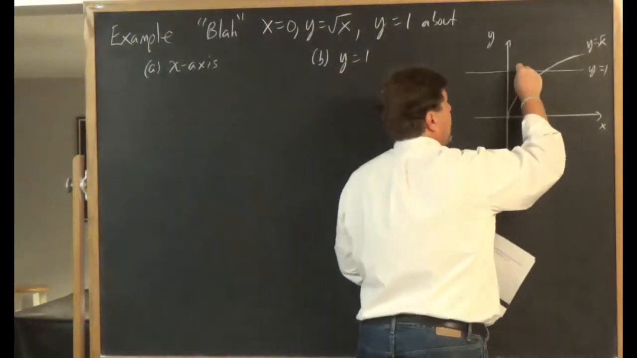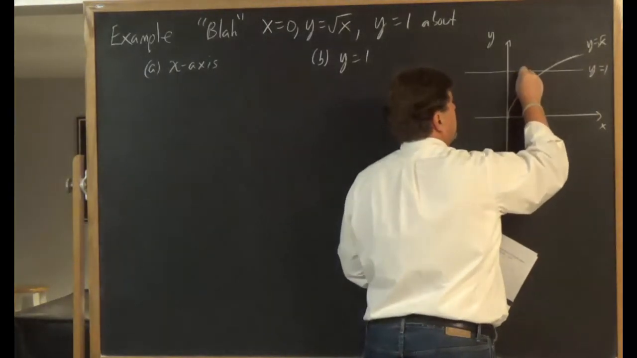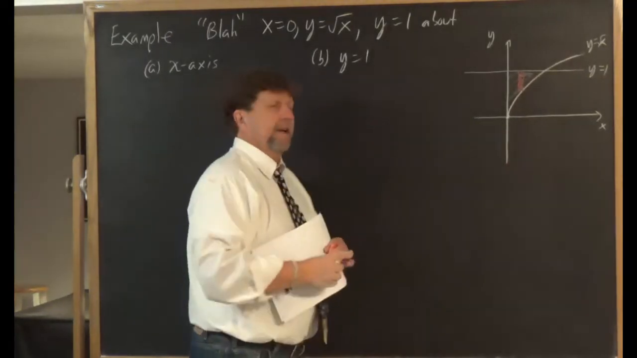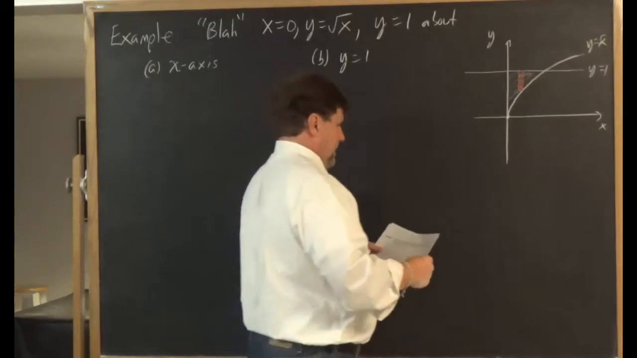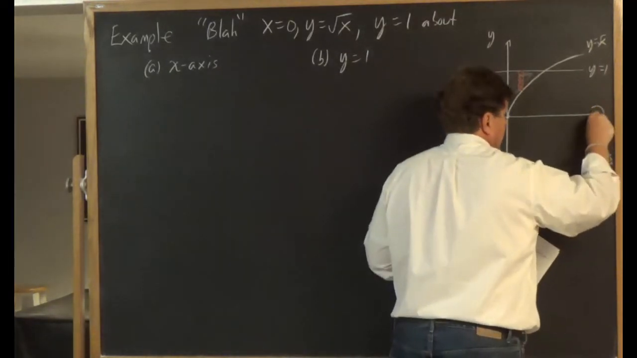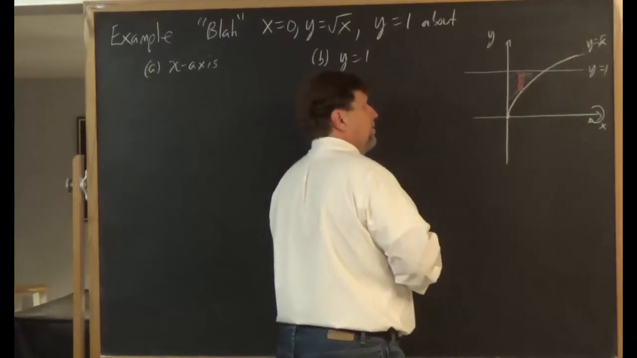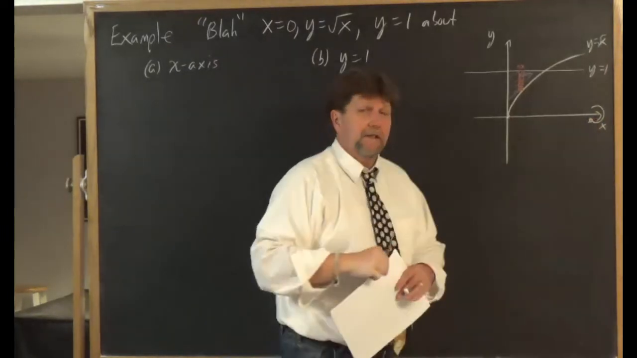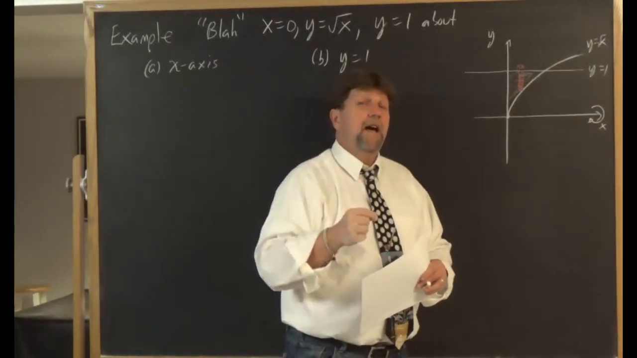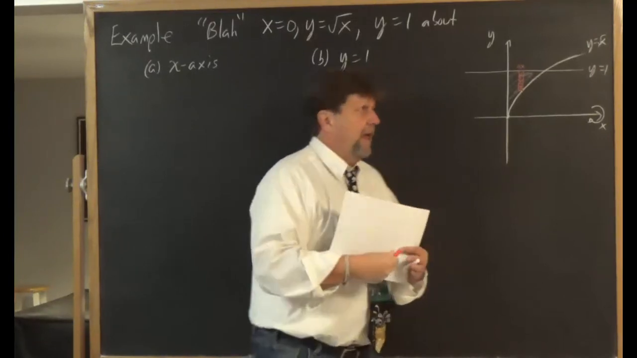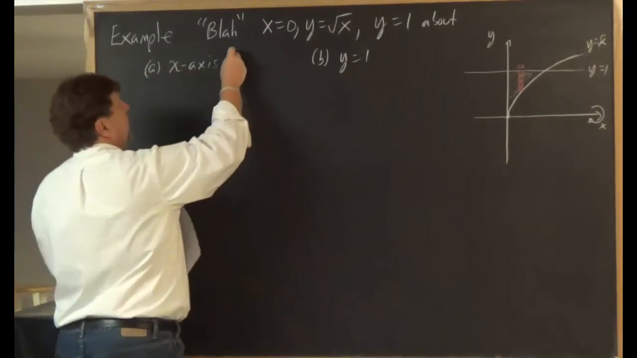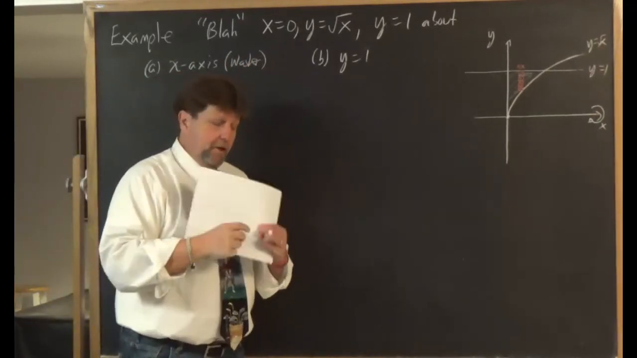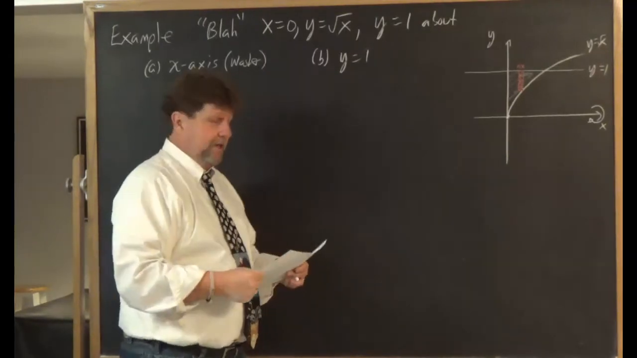I put in my representative rectangle. And I notice in part A, I'm revolving it about the x-axis. So in part A, when I revolve it around the x-axis, my representative rectangle is perpendicular to the axis of revolution, but it is not touching the axis of revolution. So that means in part A, I'm going to have to use the washer method. Perpendicular to, but not touching the axis of revolution is the washer method.